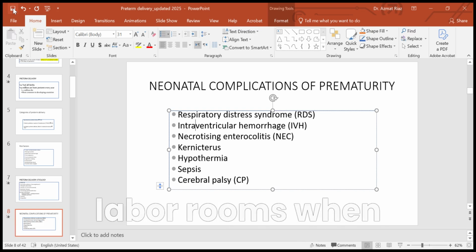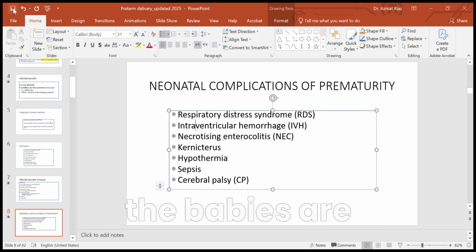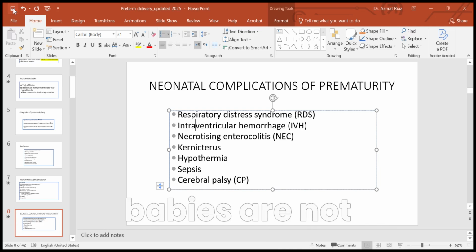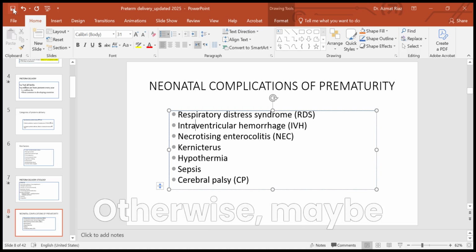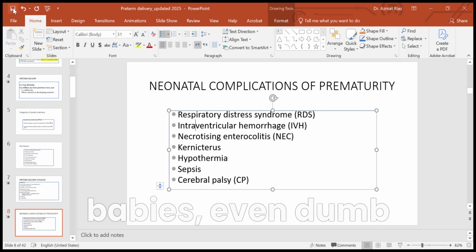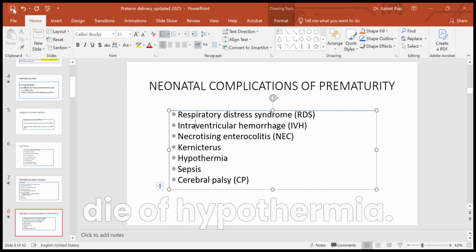Especially in operation theaters where C-sections are being performed, or in labor rooms when the babies are being born, we have to make sure that babies are not directly under the air conditioning. The temperature should be maintained. Otherwise, healthy babies, even term babies, can die of hypothermia.